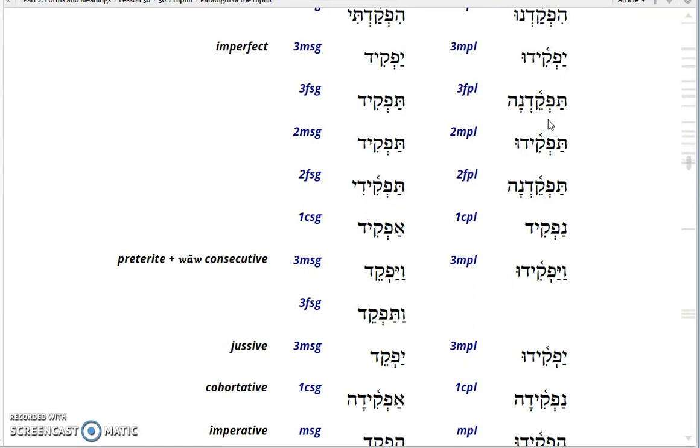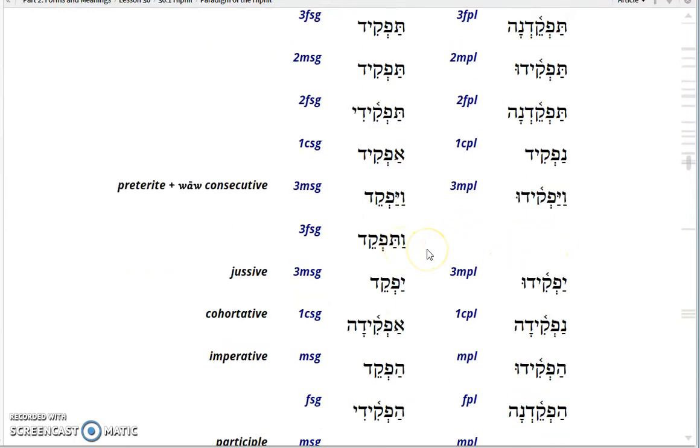you get tafkedna, where instead of getting tafkidna, as you might expect, you get a tafkedna instead with a sere. Also in the second feminine plural, which is identical. But all the other forms will have that hireq yod.